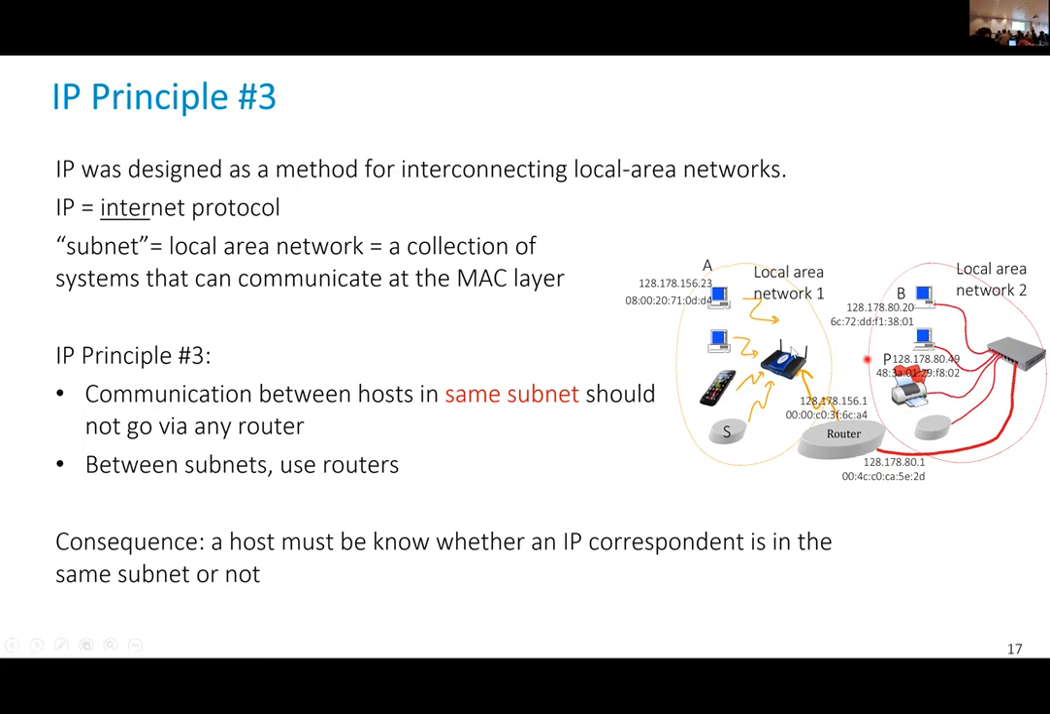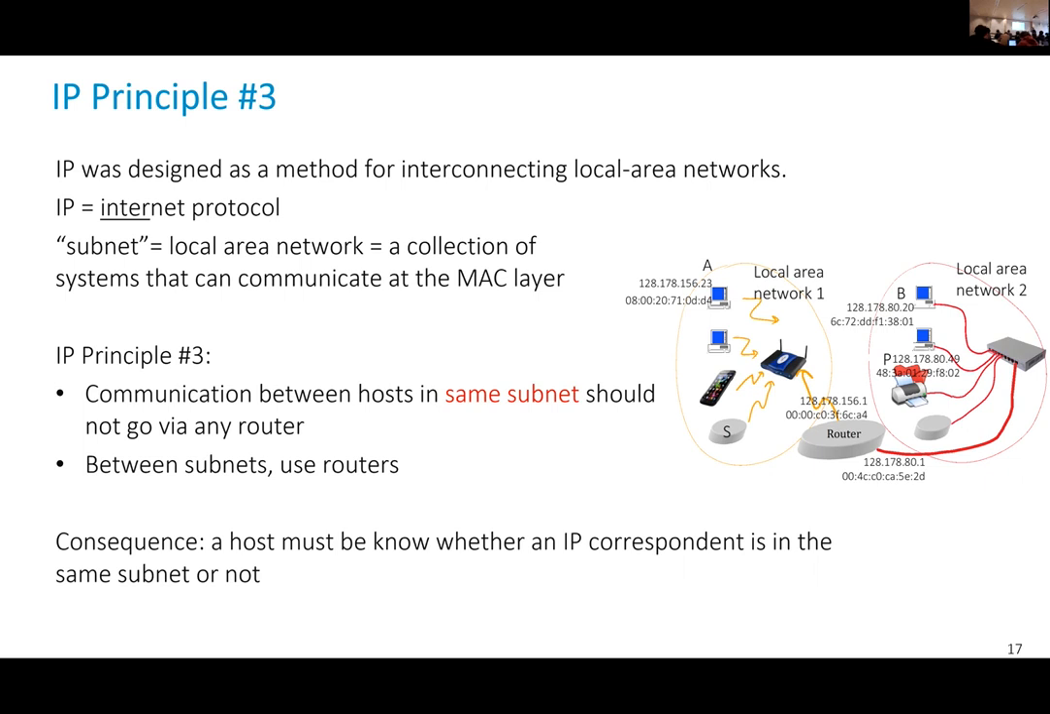The IP principle number 3 says that if A sends a packet to S, it should not go via the router, which could be a possibility. If I send a postcard to somebody who lives in the same street as me, I have two ways. I can walk to the house of whom I want to send it to and put the postcard into the mailbox, or I can send it to the post office, who will send it to a few houses away. Two options exist. You do what you want. You don't need to put a stamp if you use the first option. That's the main difference. IP says always use the first option.